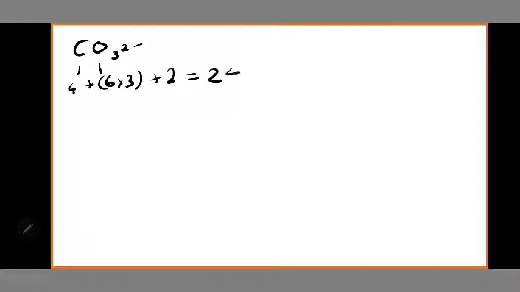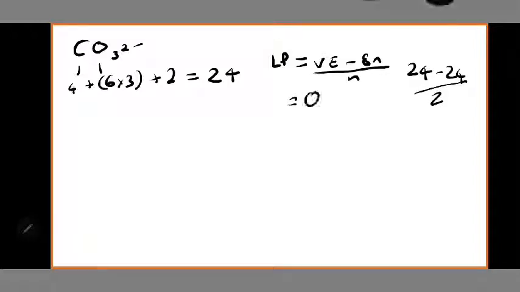Now, let's work out lone pairs. So lone pairs equal valence electrons minus 8n, divided by 2. Now, a bit of quick maths here. It's going to be 24 minus 24, which equals 0, divided by 2. This equals 0 lone pairs. Now, working out how many bonds we have, again, let's get used to doing this. Bonds equals valence of the central atom, which is 4, minus 0 equals 4 bonds. So we know we've got 4 bonds, right?